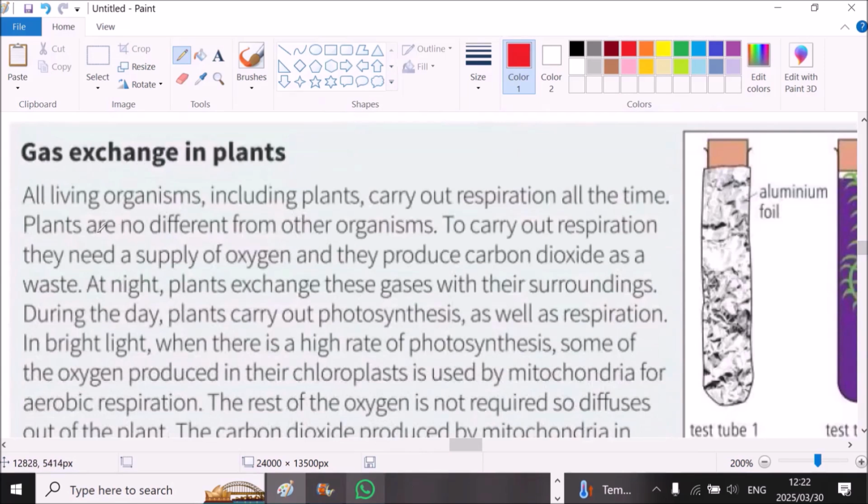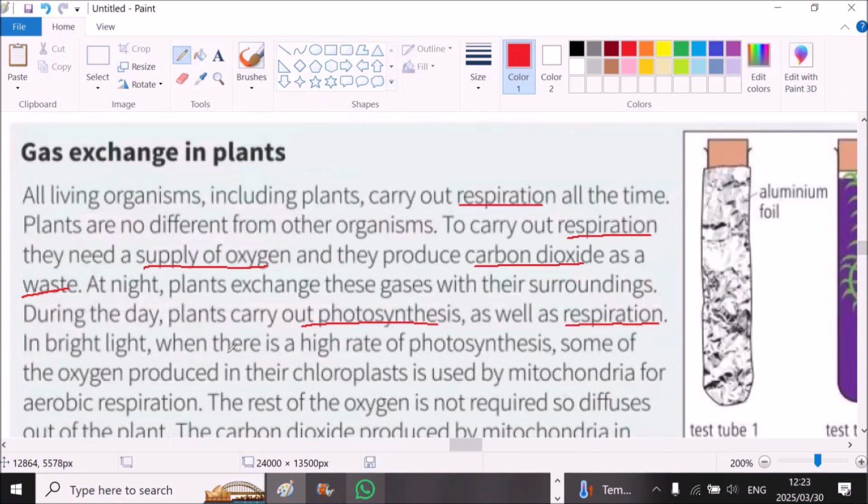Gas exchange in plants. All living organisms, including plants, carry out respiration all the time. Plants are no different from other organisms. To carry out respiration, they need a supply of oxygen, and they produce carbon dioxide as a waste. At night, plants exchange these gases with their surroundings. During the day, plants carry out photosynthesis as well as respiration.